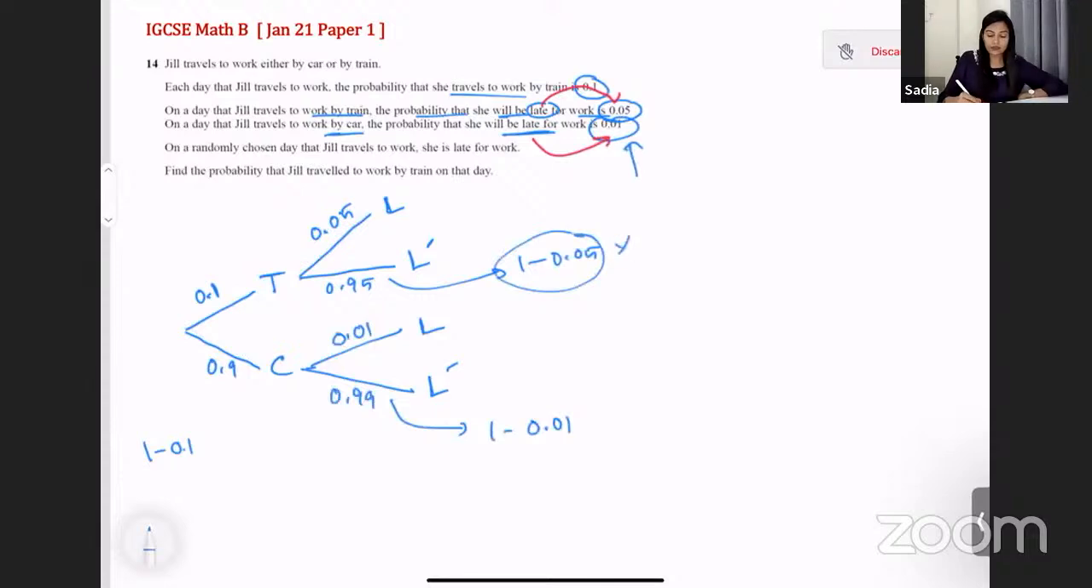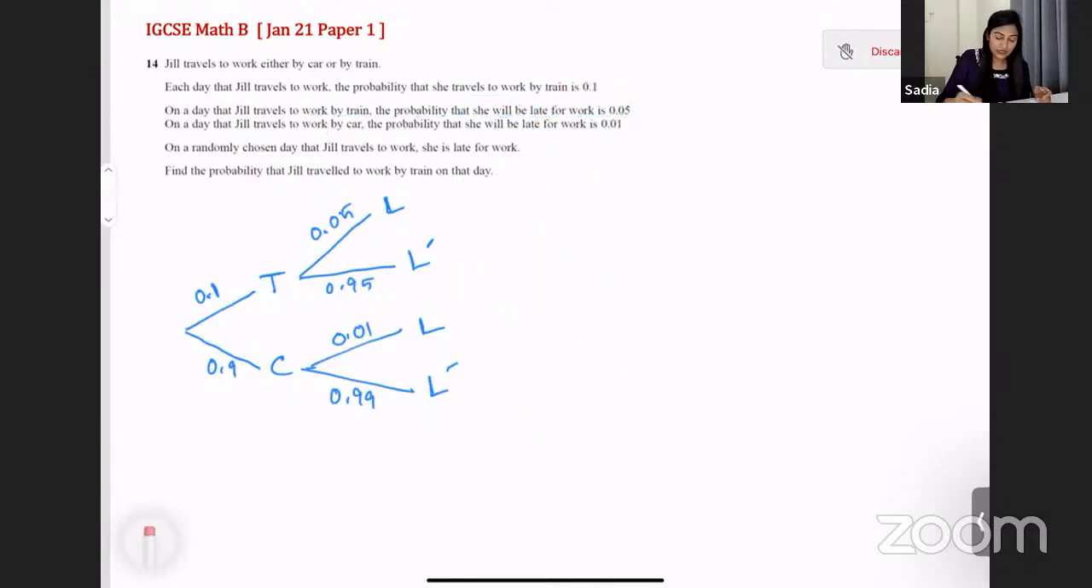Then again, you do not need to include this working. So I will just remove this. So I'm done with the tree diagram. Now that we are done with the diagram, we can start the math. We need to find on a random day, she is late for work. So this is a given that situation.